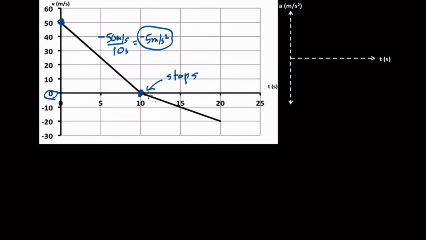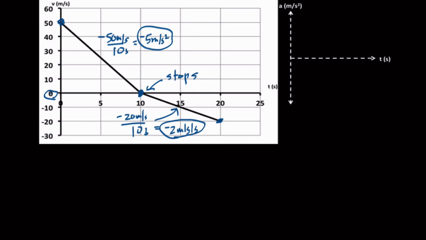And then we can take this part of the line right here, and we can see that between 10 and 20 seconds, its velocity goes from 0 to -20, so it goes down 20 meters per second, and that takes 10 seconds. So its acceleration here would be -2 meters per second every second.